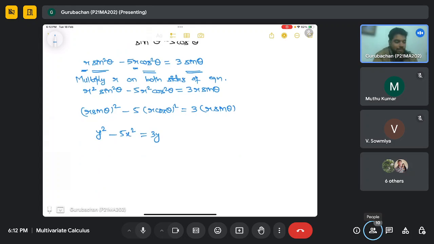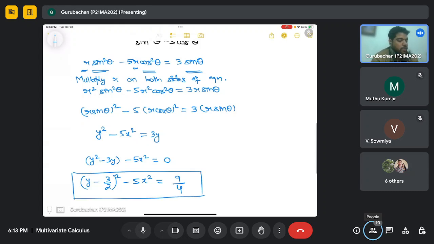So can anybody justify what this equation represents? Hyperbola. Nice. So how can we justify it? 3y minus 5x square which will be equal to 0. So you can complete the square. So how will it become? It will give you 3 by 2 whole square equal to 9 by 4. So this will be some hyperbola.